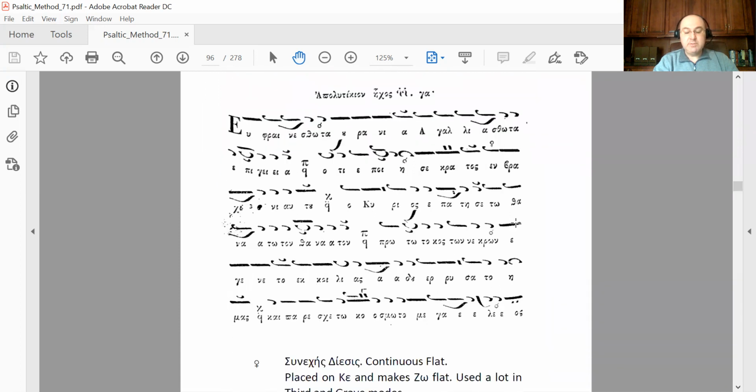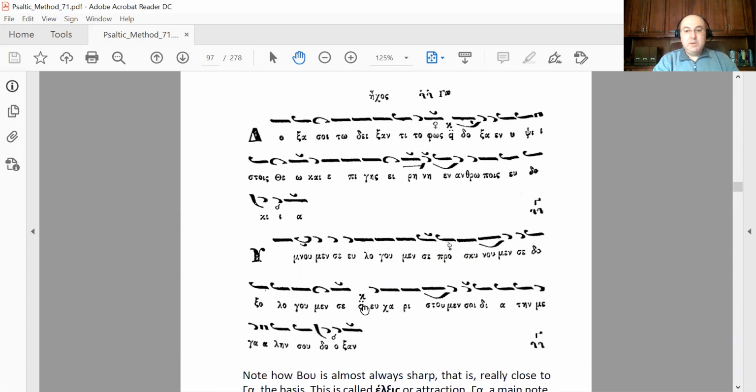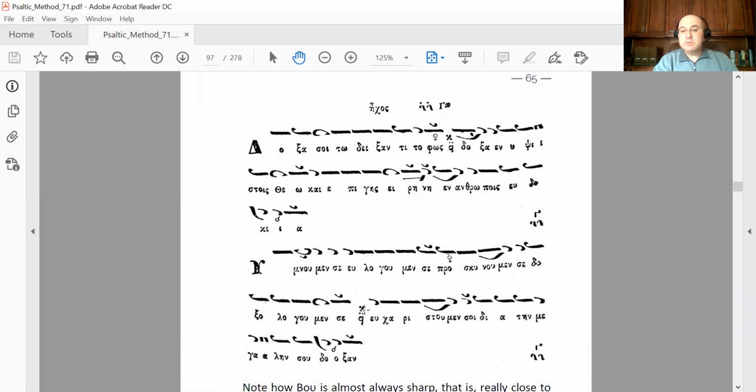Last time we chanted Efrenesto Taurania, which is the apolitikion of the tritos hijos. We talked about the continuous flat or the synechis diesis. And this time we continue with the doxology or doxologia, so-called because of the first word of Doxa si to dixandi to phos, glory to the one that showed us the light. And we are going to chant it first, melos embaralagi, in tritos hijos. Our basis is ga.